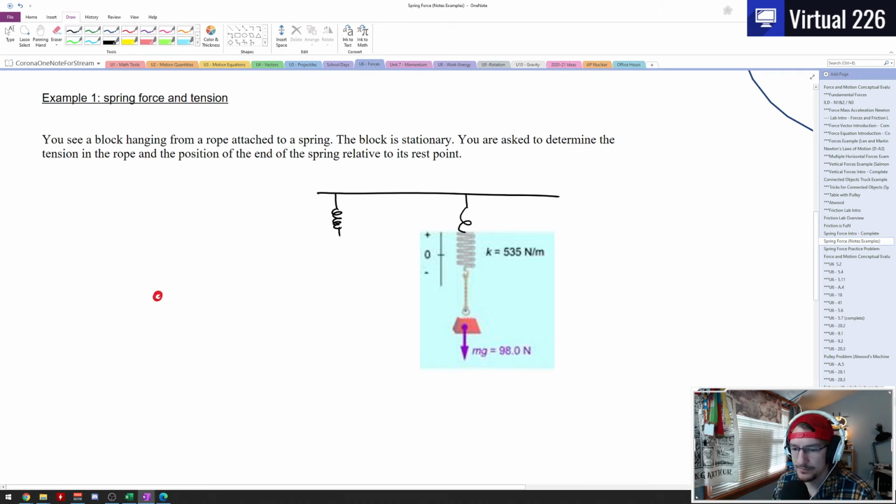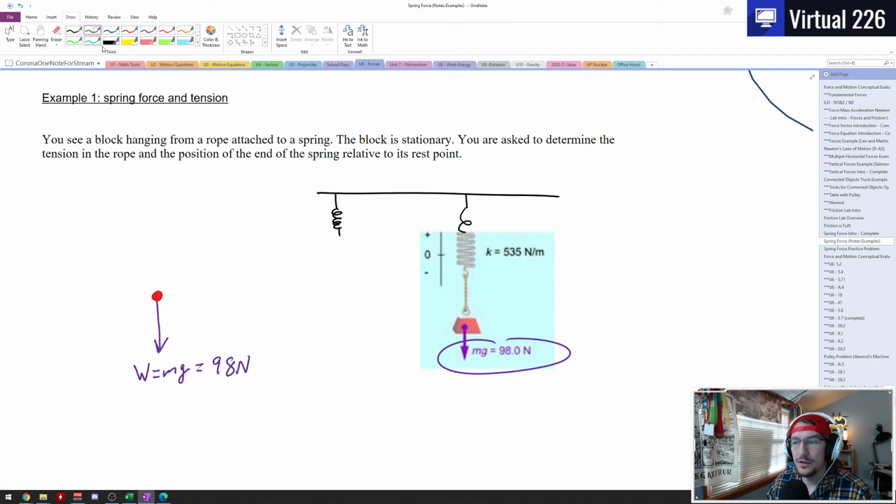and I'll draw it in red. So here's our block, and that block has a weight on it. We see that the weight is mg, 98 newtons of force. With a little bit of quick math, we can see that the mass must be 10 kilograms, and we'll see that in a second. So our weight here is mass times gravity, which is 98 newtons.